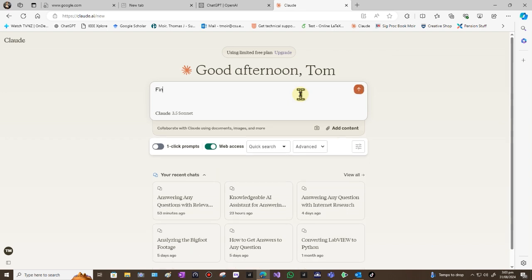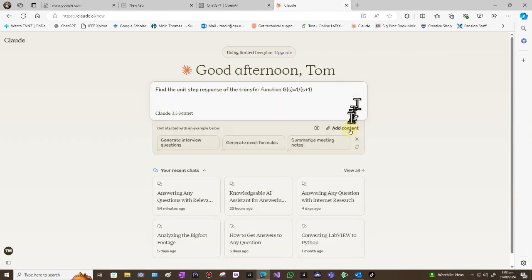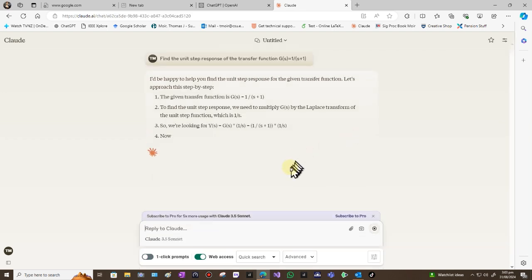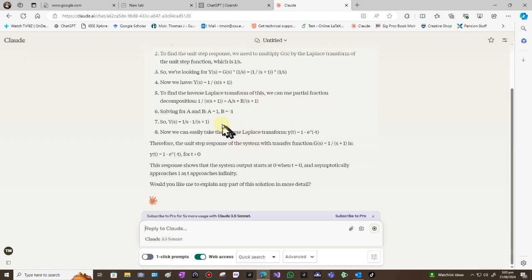So if I do find the unit step response of the transfer function G(s) = 1/(s + 1). Now that's a standard first order with a time constant of 1, tau if you like, and let's just see what it does. So it tells you mathematically, well, it's quite good. It even gives you the Laplace for it and the partial fraction expansion, and it gives you the answer 1 - e^(-t).